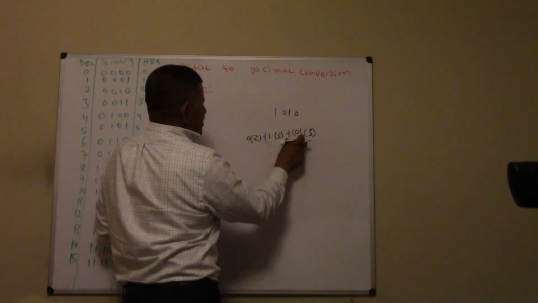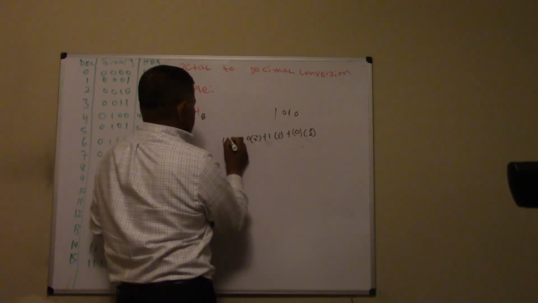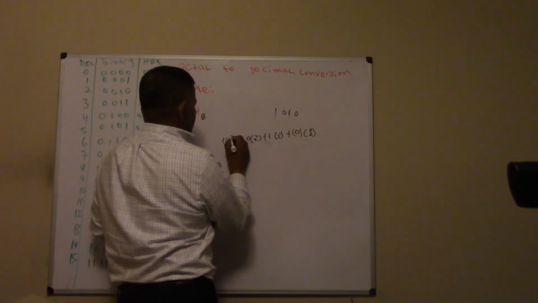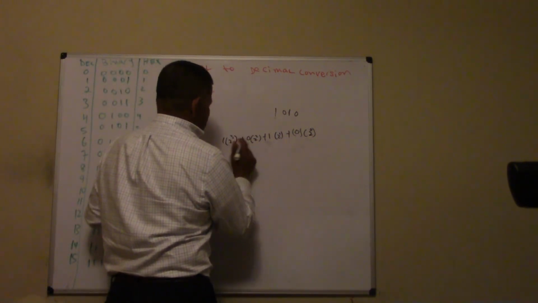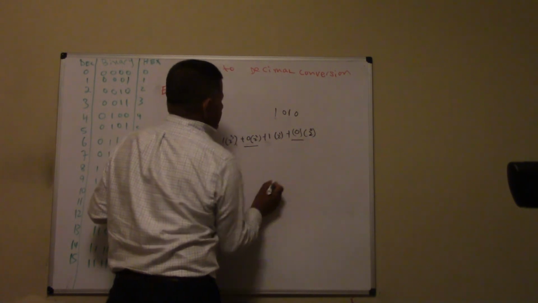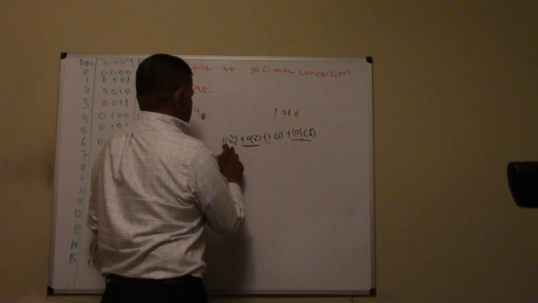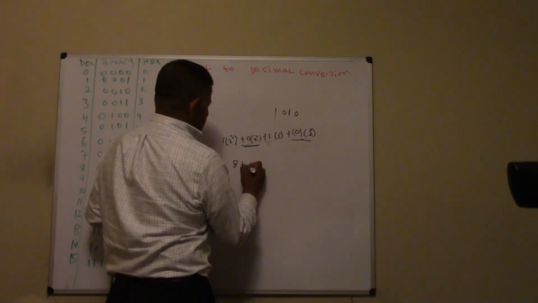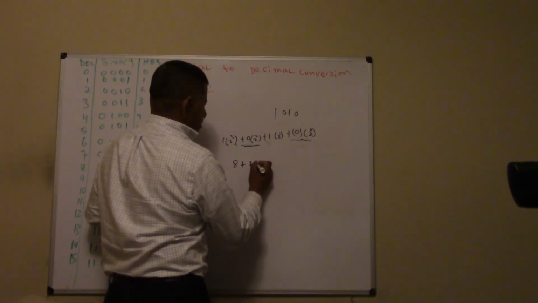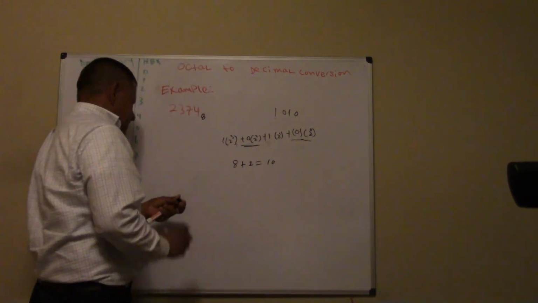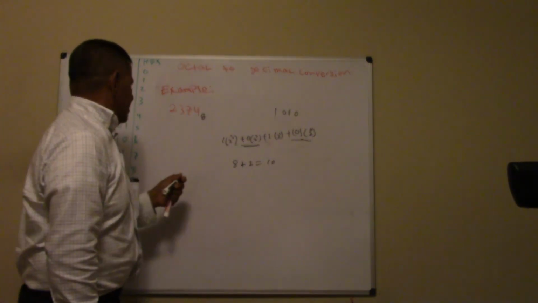So this and this are 0, so I just have this one, which is 1 times 2 to the third power. When you see this, this here is 0, that is 0. The only ones that count are this, which is 8, and this, plus 2, which is 10. That is 10 in decimal. So this is exactly the same thing that we will do here.